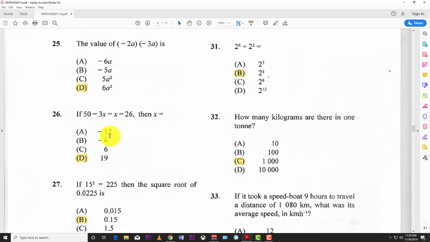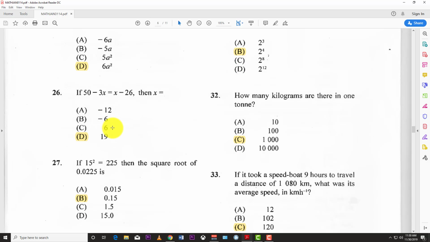Number 26. If 50 minus 3x equal x minus 26, then x is equal to, and the answer here is D, 19. So if 50 minus 3x equal x minus 26, then x is equal to D, 19.